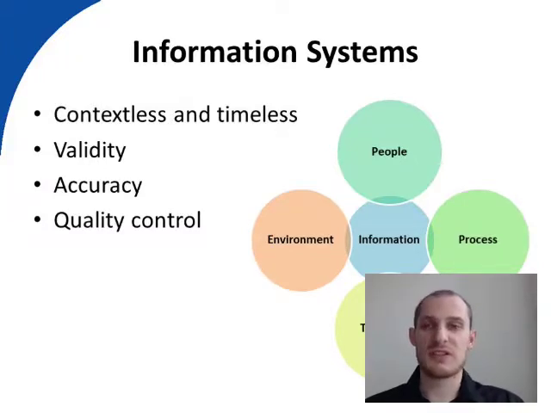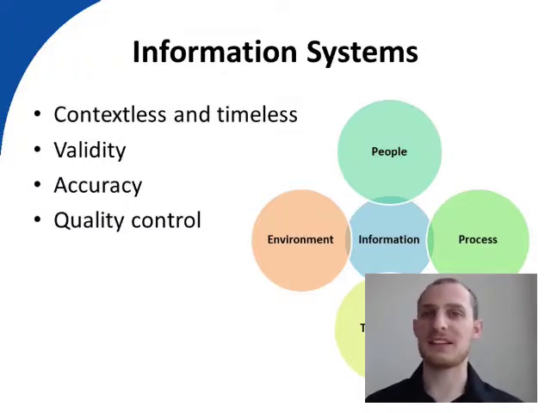So what we'll start is we'll do the dot points on the left and then we'll go into the diagram on the right, but we're going to look at what is an information system. What is information? What makes up information? And how do we assess information?